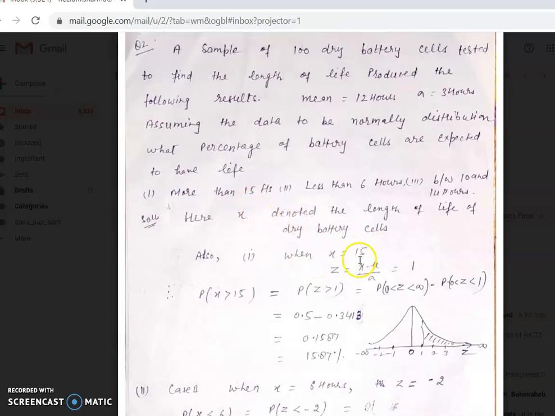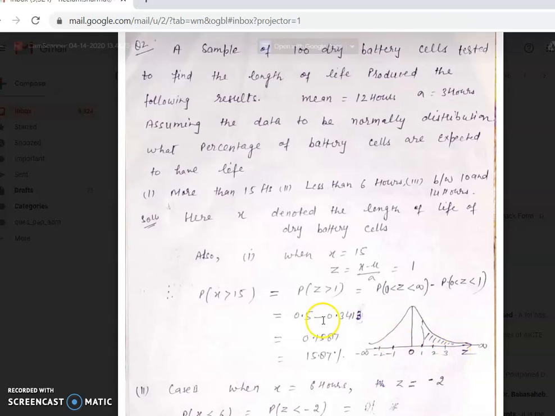Now, the first point: when x equals 15, the value of z equals 1. Now the value of P(x greater than 15), meaning more than 15 hours, is P(z greater than 1). This is the normal distribution, 0 to infinity and 0 to minus infinity, with marks 1, 2, 3, 4 and so on. We have to find z greater than 1. We can find it as the area between 0 and infinity minus the area between 0 and 1.